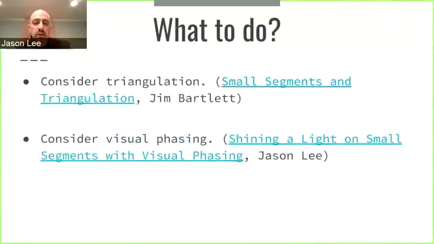A couple of other strategies. You can consider triangulation. Jim Bartlett's written a lot about triangulation, and in particular he's written about how triangulation can shed light on small segments, so you might consider that as well. And I've written a post on the role of visual phasing in illuminating small segments. I don't want to push the envelope on this issue. There are enough people already pushing the envelope way too far. But if you look at triangulation and you look at visual phasing, sometimes you could get some interesting insights about small segments. So you can follow the links to those blog posts if you're interested.